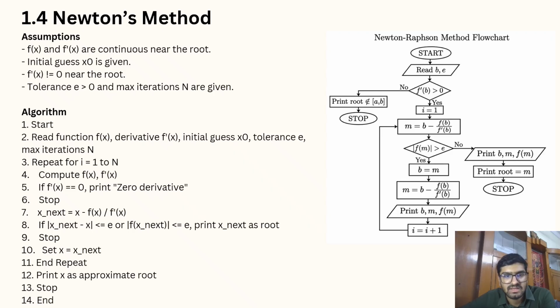If the modulus of x next minus x is less than E, or the modulus of f of x next is less than E, then we print x next as the root and stop. Else we set x equal to x next and repeat until the condition i equals n, and print the approximate value of x and stop. Now this flowchart explains this complete algorithm in a proper and beautiful way.